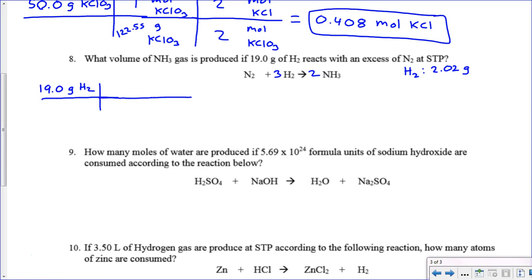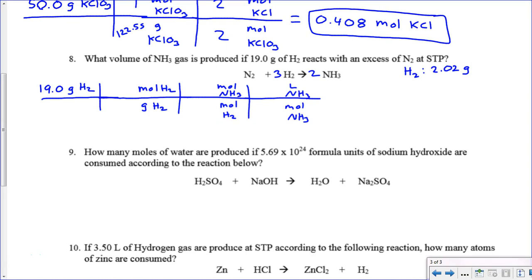All right, then in this problem we are going from the grams of H2 and getting into moles of H2. Then we want to get rid of moles of H2 and get into moles of NH3. Then we want to cancel out moles of NH3 and get into liters of NH3 because it's asking for volume here.